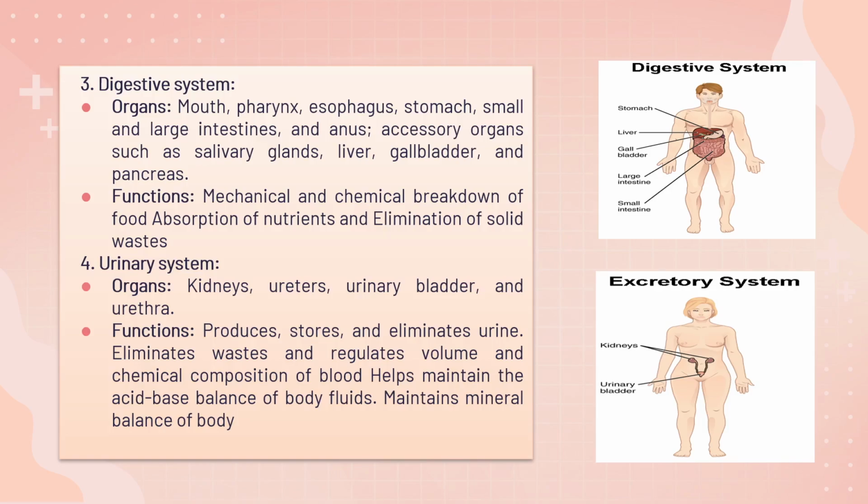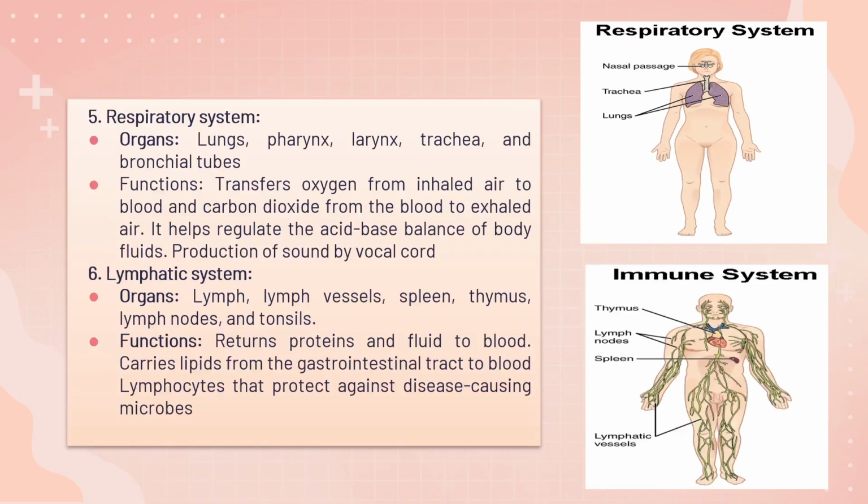Then sixth is the lymphatic system. Okay, what are the organs of the lymphatic system? Lymph, then lymph vessels, spleen, thymus, lymph nodes and tonsils. There are three lymphatic organs present in the body. First is the spleen, then thymus and the tonsils. These are the three lymphatic organs, and lymph, lymph vessels and lymph nodes are other parts of the lymphatic system.